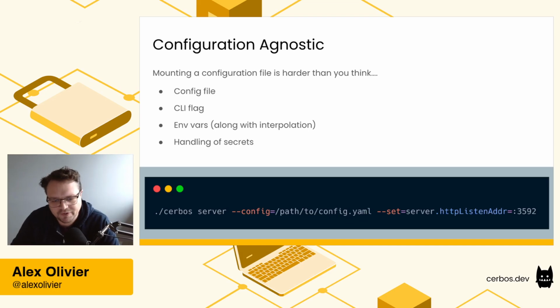Great. So the next layer down, configuration. Mounting configuration is a bit harder than you'd think. With Cerbos, we actually went down the route of making this extremely pluggable. You can provide a configuration file directly. Again, it's just another YAML file. When you start up the server command, you point it to where that file is.